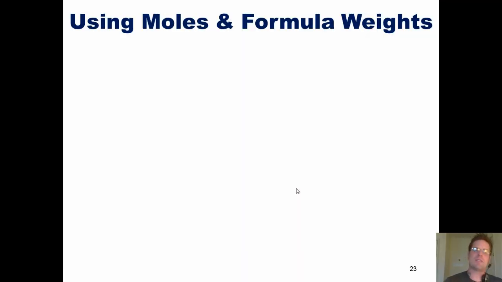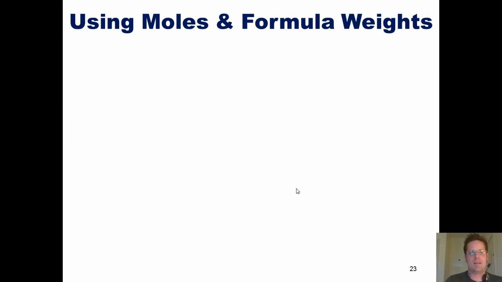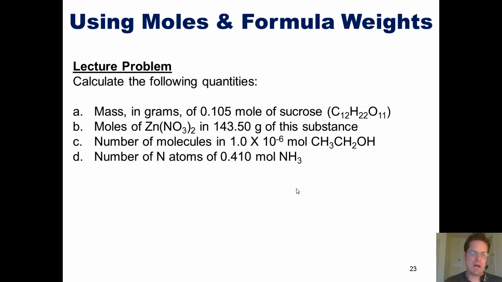We now turn to a different subject, using moles and formula weights and doing actual calculations. We'll do this by looking at a lecture problem. Calculate the following quantities: the mass in grams of 0.105 moles of sucrose with this formula, the moles of zinc nitrate in 143.5 grams of the substance, the number of molecules in 1 times 10 to the negative 6 moles of ethanol, and the number of nitrogen atoms in 0.41 moles of NH3. I'll go ahead and show you how to do some of these by looking at the DocCam.